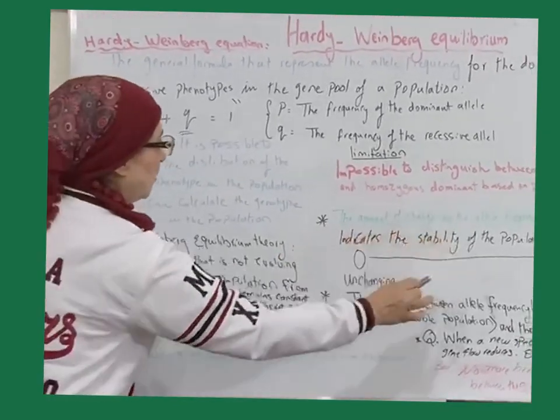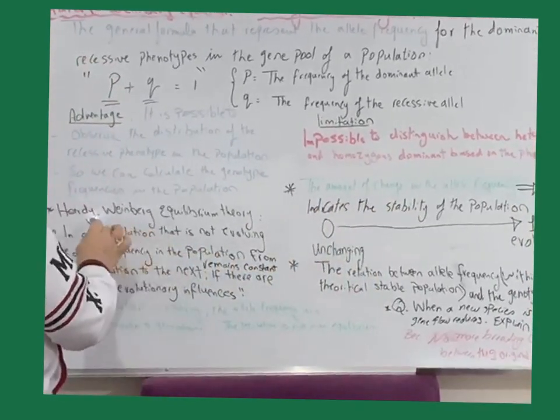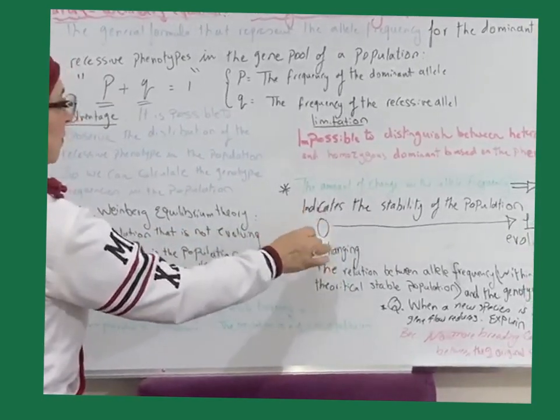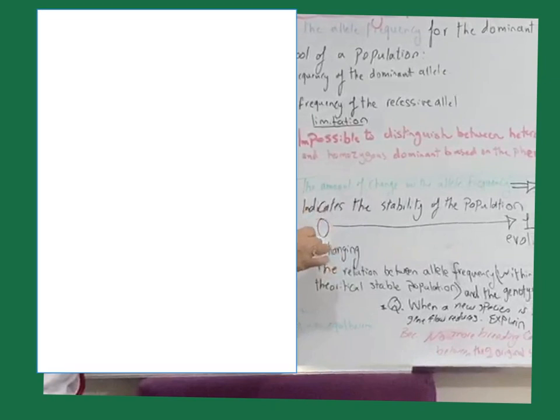So if you have a population, using the Hardy-Weinberg theory, it gives a value of zero if the population is not changing or is stable, and a value of 1 if the population is continually changing, or we can say it's evolving. The relation between the allele frequency and the stability of the environment has been studied and understood very well from the Hardy-Weinberg equilibrium.